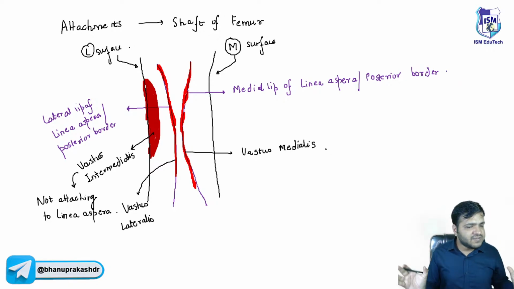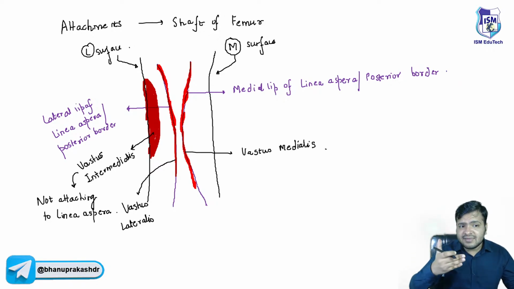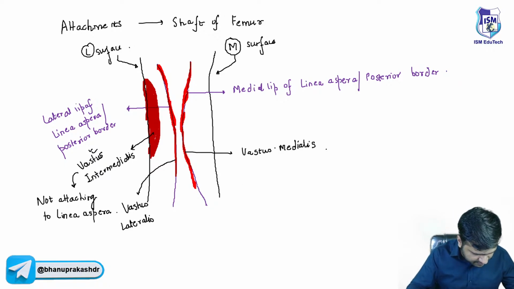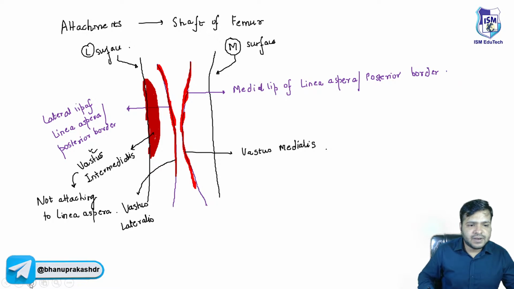ठीक है, तो अभी तक मैंने तीन मसल बता दी तुम लोग को लेटरल सरफेस पर. लेटरल सरफेस पे वास्टस इंटरमीडियालिस. Lateral lip of the posterior border, it is vastus lateralis, and vastus medialis on the medial lip of the linea aspera. इतना clear है?